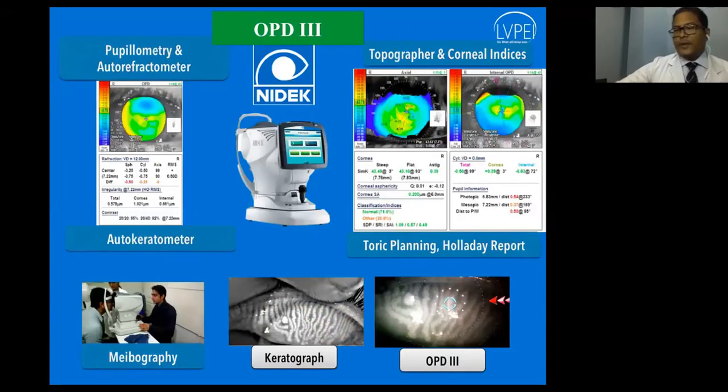The OPD3 from NIDEK is another platform which can help in many ways in addition to topography. It can act as an autokeratometer, it can be a topographer, and it can help in giving a cataract summary analysis, which can help for toric IOL planning. In addition, one can also take photography of the meibomian glands, and thus it can act as a meibographer and help in the dry eye evaluation in picking up dropout of the gland or dry spots.